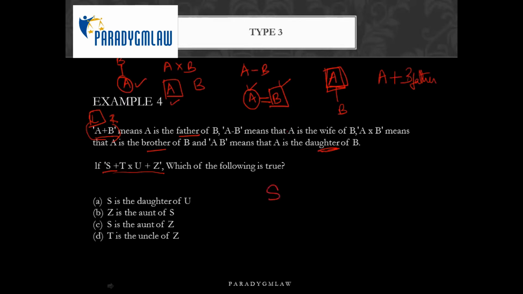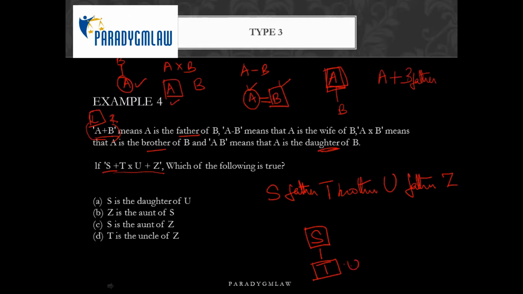S, I have plus. What does plus mean? What does plus signify? Father. So I will write this first in English. S father T. X means what? Brother, right? Of U. Plus means father again of Z. If I were to put this in a pictorial form, what does this mean? S is the father of T, who is the brother of U, and U is the father of Z.